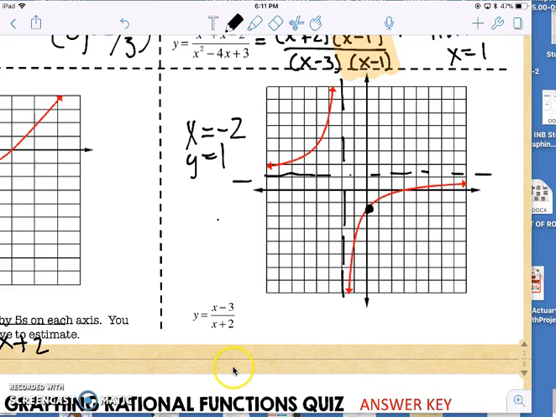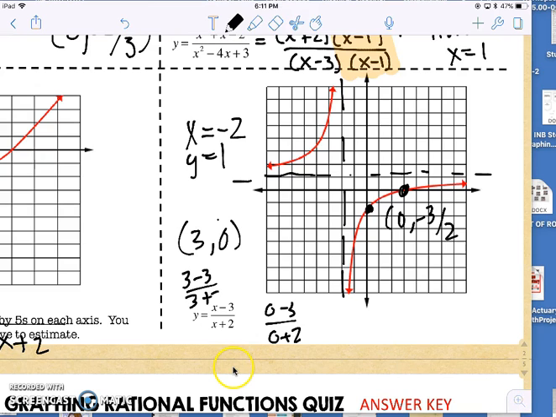What else do we have? We have a y-intercept there. So if we plug in 0, 0 minus 3 over 0 plus 2. So we have 0 and negative 3 over 2. 1, 2. So that's 3. So 3, 0. Well, that makes sense. When we plug in 3, 3 minus 3 over 3 plus 2 is 0 over 5, which is 0.